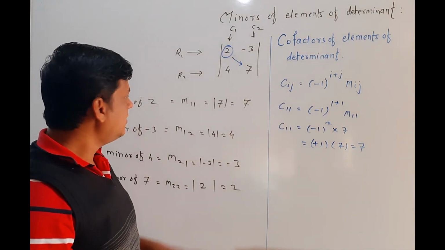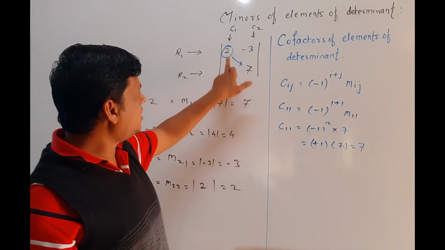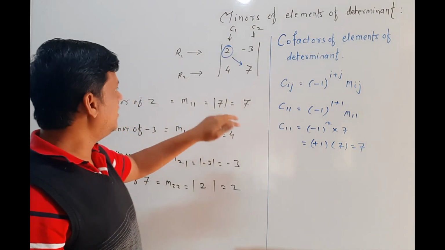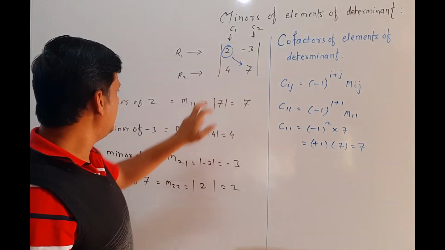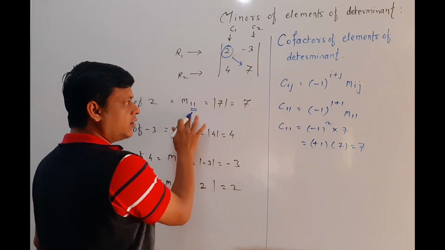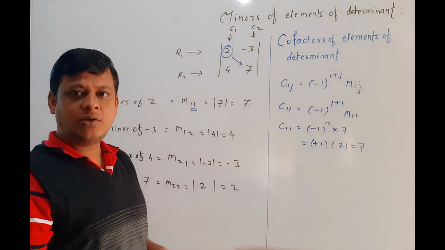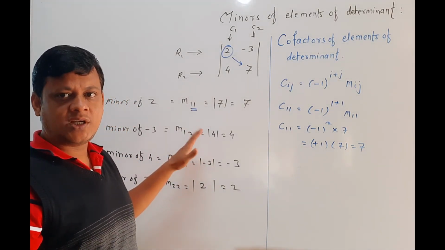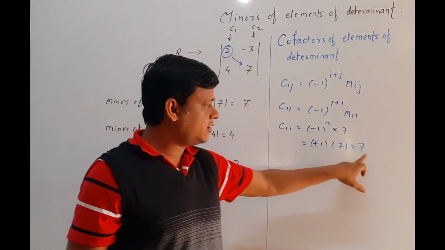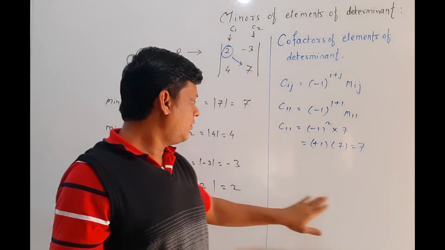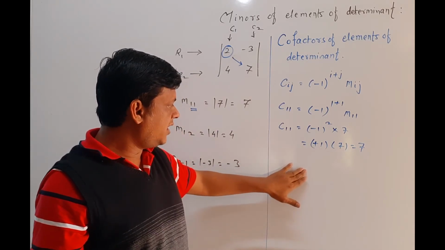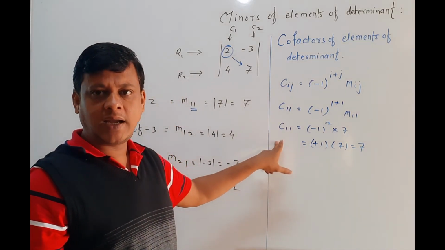That means when the sum of the position of that element is an even number, the position of this element 2 is 1 1. If we add this 1 1, we get 2. If that addition is an even number, then we don't have to change the sign of the minor. So here the minor is 7 and the cofactor is also 7. So with the help of this example, we see how to calculate the minor and cofactor.